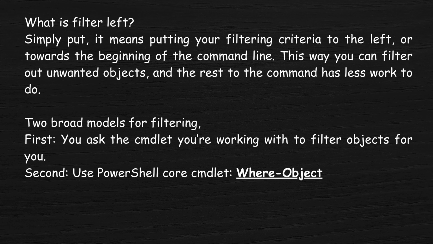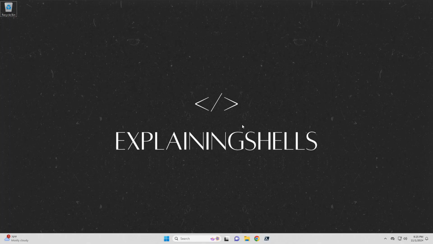And what is that? Filter left means putting your filtering criteria as far to the left or towards the beginning of the command line as possible. The earlier you can filter out unwanted objects, the less work the remaining cmdlets on the command line will have to do. And the shell offers two broad models for filtering. In the first, you tell the cmdlet that you are working with to provide you only the items that you require, and if that does not work, turn to the second model where you use a PowerShell core cmdlet called Where-Object. You can use it to filter any kind of object after you have retrieved it and put it into the pipeline. Now I'll provide an example of the first model.